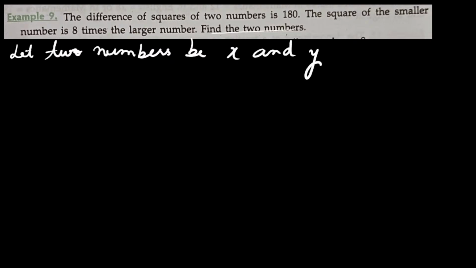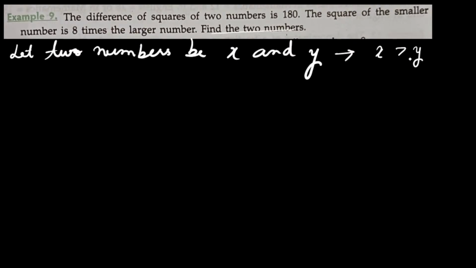Let the two numbers be x and y. Always, whatever you have to find, you assume at the starting, and make sure at the end you find both the values whenever you are solving the quadratic equation. Now let's see what is given to us. The difference of the squares of two numbers. Here I'll just assume also x is greater than y.